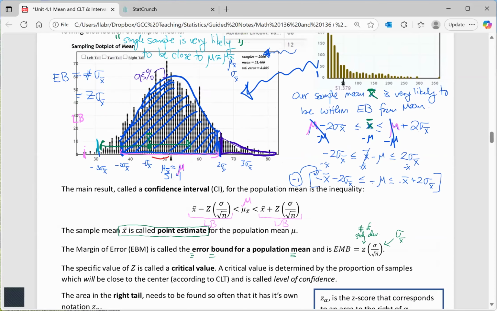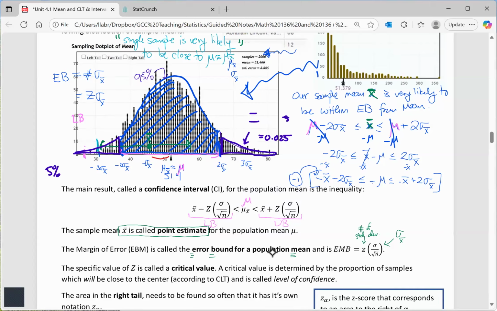So in this tail and in this tail, we should have a fraction of whatever fraction is left for us to complete 100% probability. So if the blue is 95, then 5% is in the tails. And that's in both tails. So each tail has half of that. So it'll be 5% divided by 2. And 5% is 0.05. Divide that by 2, that's 0.025.